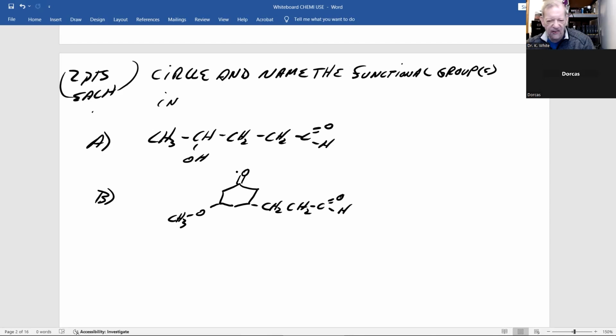And I'll let you have some fun first, and then I'll do it. So let's play that fun game, circle and name the functional groups, 2 points each. Your turn. And give me a thumbs up when you're done. Remember, I'm not asking you to give the IUPAC name or common name. I'm just asking you to circle and name the functional group, 2 points each.